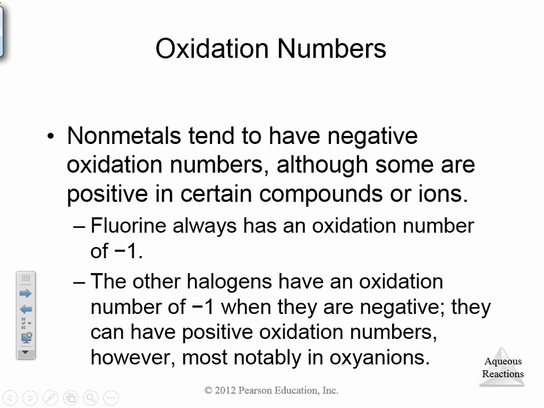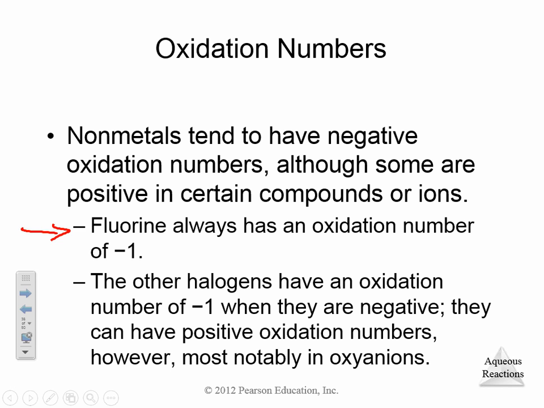A couple other examples here. Again, most nonmetals are negative. Fluorine always has an oxidation number of -1. The other halogens have an oxidation number of -1 when they are negative. They can have positive oxidation numbers, particularly in oxyacids, or when they're an oxyanion. So when they're attached to oxygen, it's possible that they have a positive number.